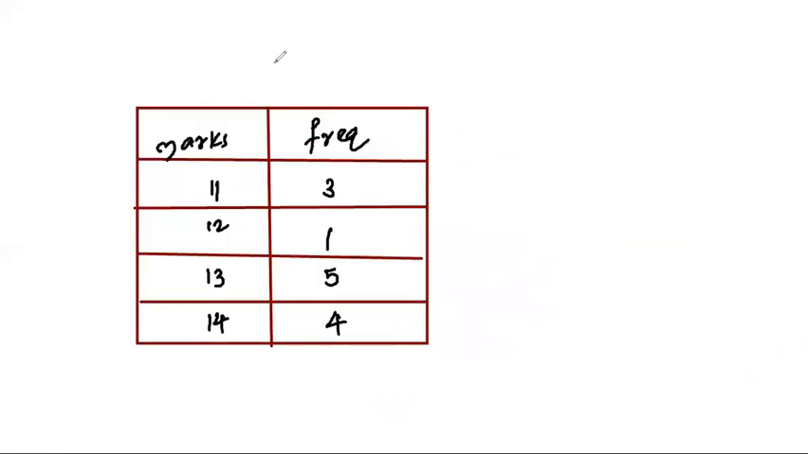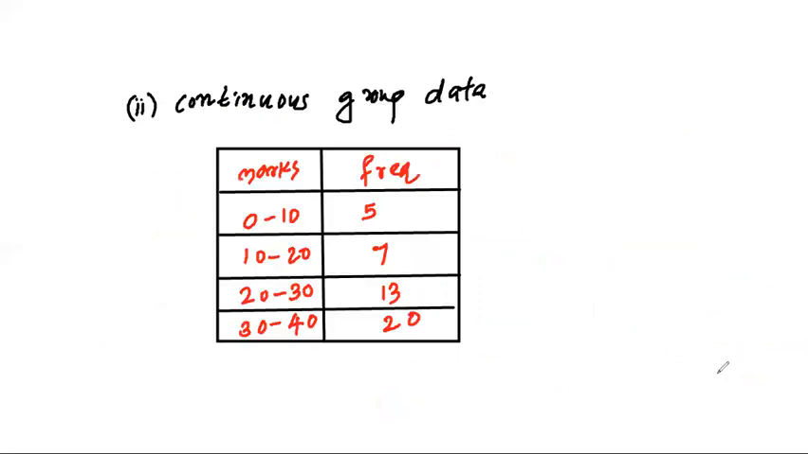See here, this is an example for grouped discrete data. Here marks 11, 12, 13, 14. Exact measurement is given and also its frequency is given. So this is an example for grouped discrete data. Now listen for the next one. Continuous grouped data is there.